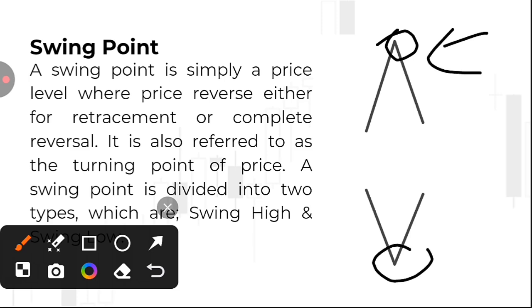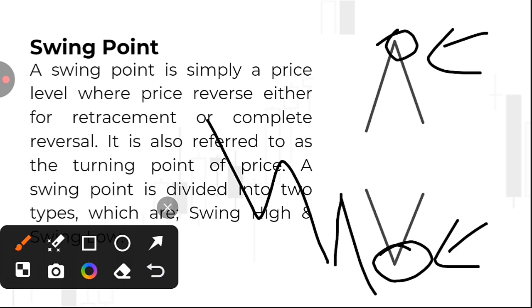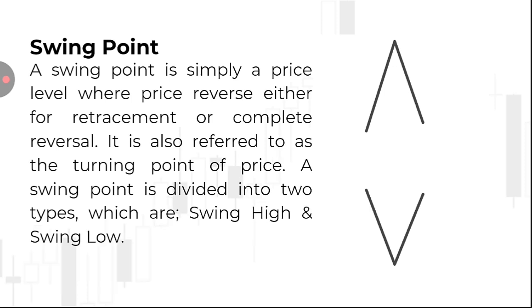Okay, if price is going down and it reverses to move to the upside, that point where it reverses and starts going up is called a swing point. So if price is going down like this and at some point it reverses back, this point is called a swing point. This is what a swing point is. Hope you get the point now.